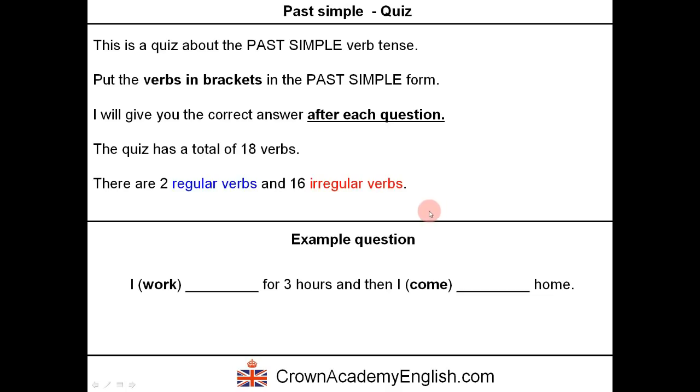So here is an example. So I'm going to give you 10 seconds. So these are the verbs in brackets. So this sentence, this question, has 2 verbs. So I want you to put this verb in the past simple form and also this verb in the past simple form. In the brackets, this is the base form of the verb. Okay, so I'm going to give you 10 seconds.